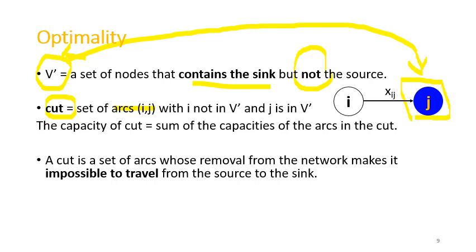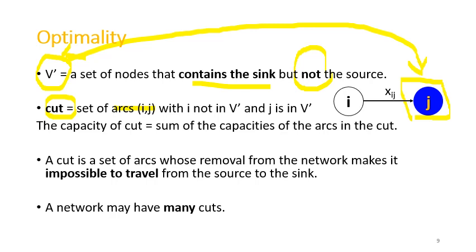How can we interpret cut physically? A cut is a set of arcs in which if we remove those arcs from our network, it will be impossible to travel from the source to the sink. So now you can see the logic behind why it is named a cut, because if we remove these arcs, now your network is cut. There is no way to reach the sink. So that's how the cut got its name.